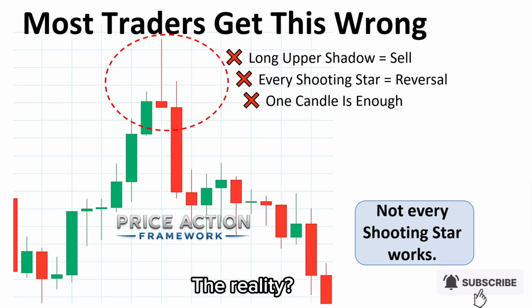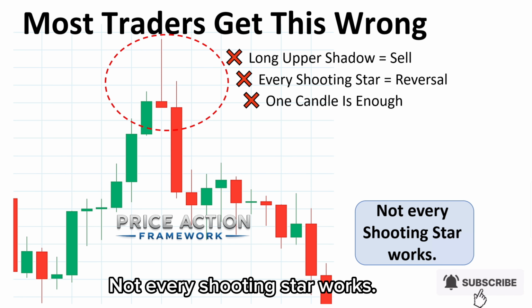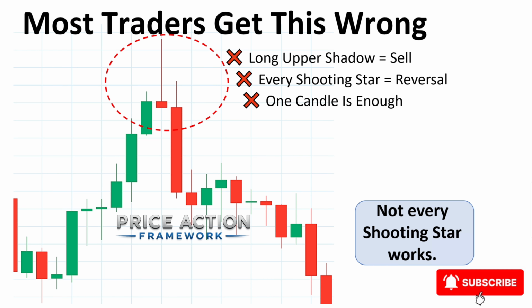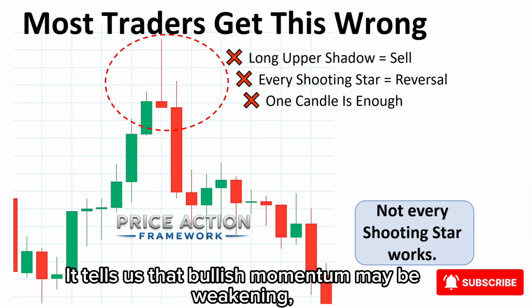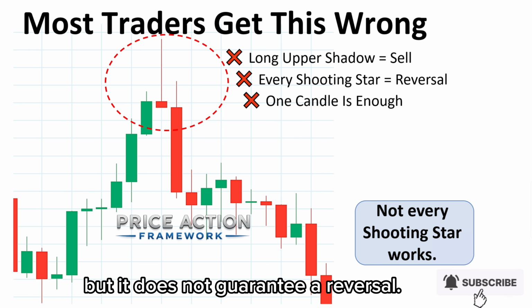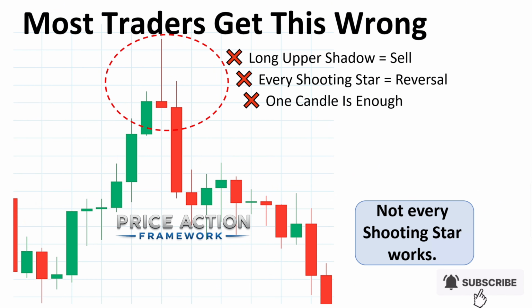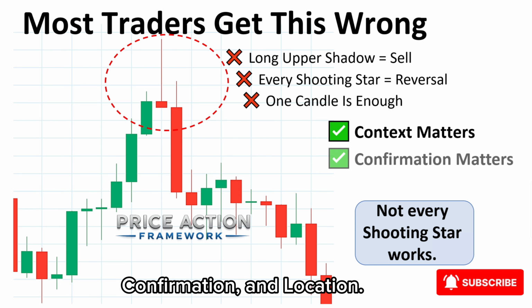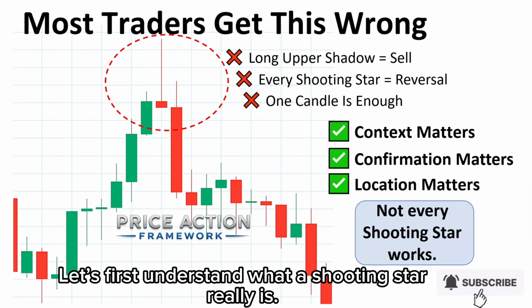The reality? Not every shooting star works. A shooting star is simply a warning sign. It tells us that bullish momentum may be weakening, but it does not guarantee a reversal. Whether price actually reverses depends on three key factors: context, confirmation, and location. Let's first understand what a shooting star really is.